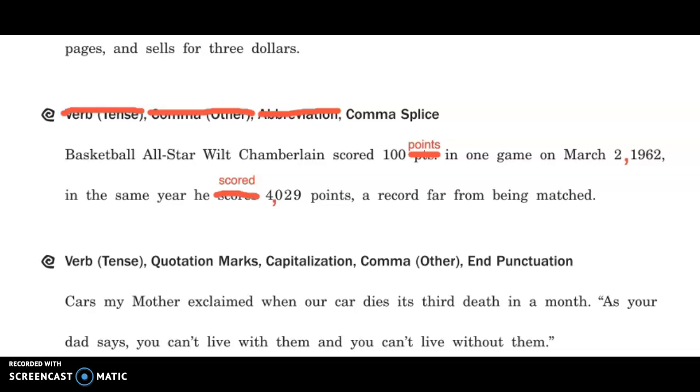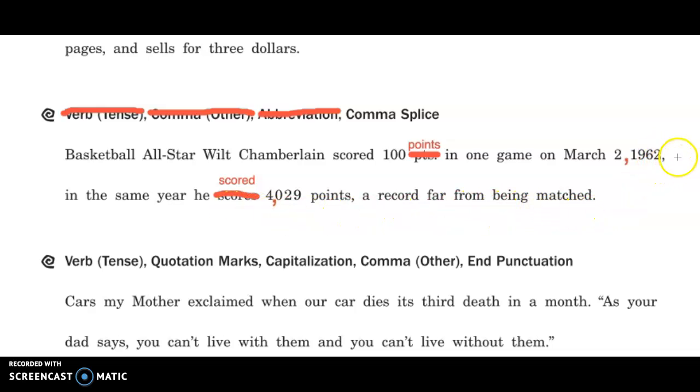And lastly, I have a comma splice. Remember, a comma splice is a comma that's acting as a period, but we know that we can't use a comma to combine 2 complete sentences. So I have a complete sentence here, followed by another complete sentence here.